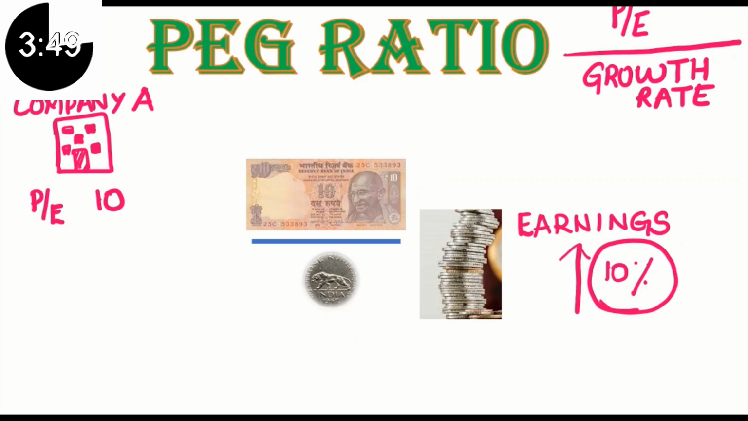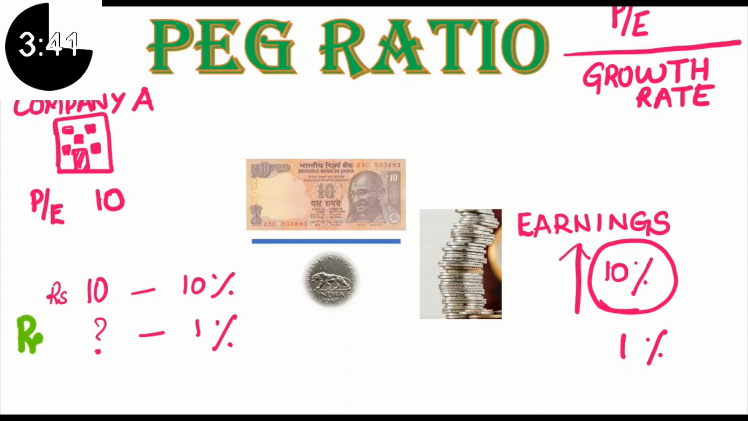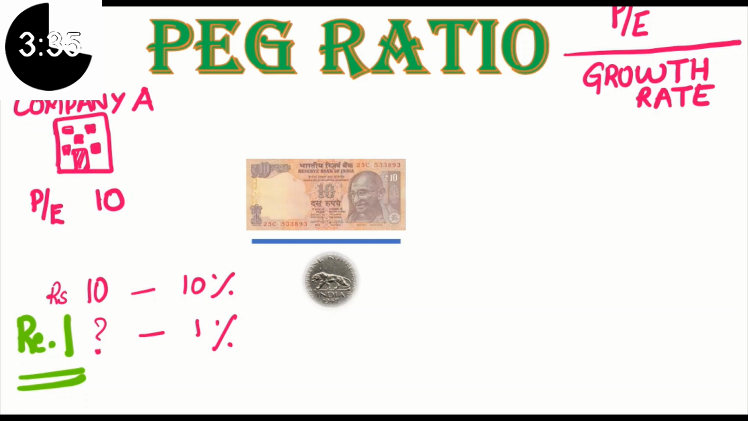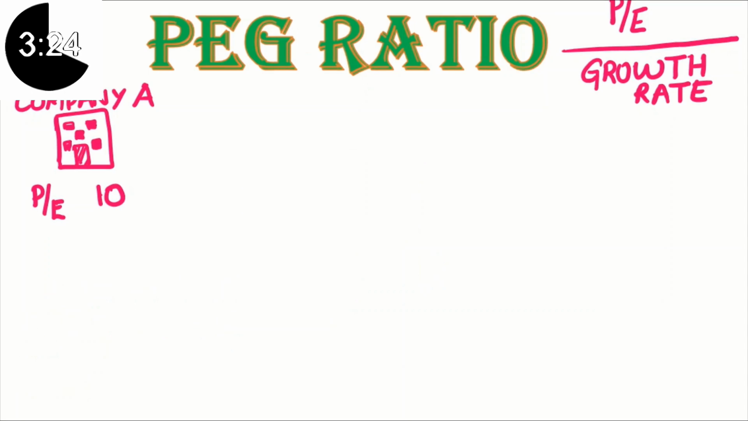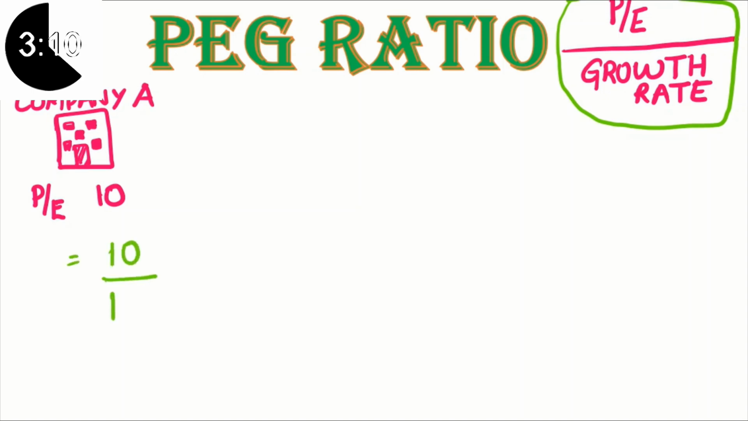How much are you willing to pay for an expected growth of 1%? The answer is 1 rupee. This means we are just trying to calculate the price we are willing to pay for 1 rupee of the company's earnings with a 1% expected growth in its earnings. Hence, PEG is nothing but the PE ratio of the stock divided by the growth rate of its earnings. Here in this case, PEG is 10 divided by 10, that is 1.